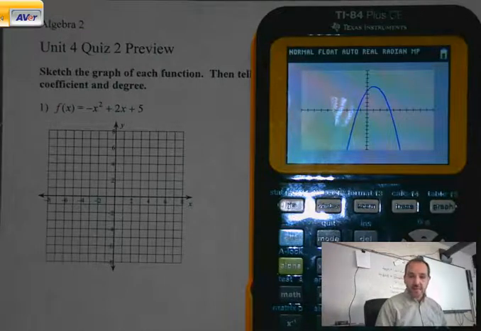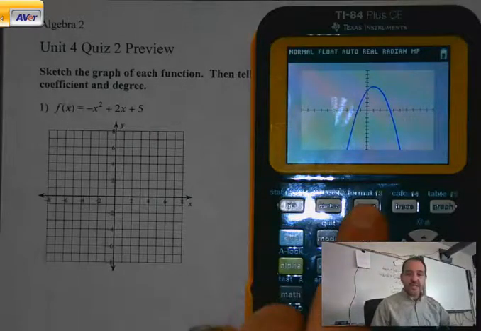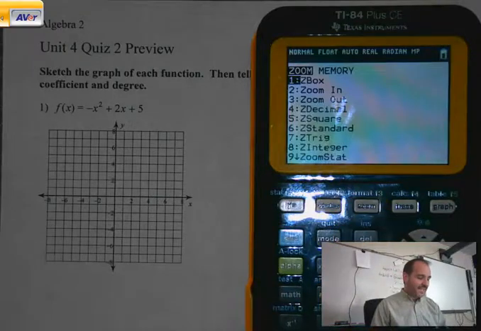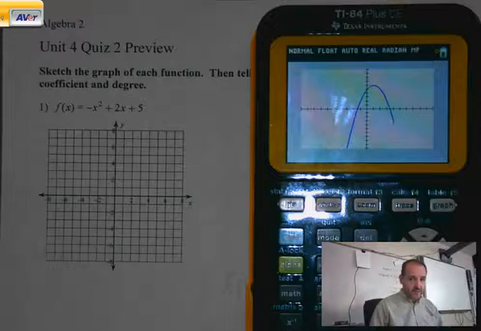If somehow somebody has been not nice and has messed with your window, okay, a simple way always to get back to this normal window is to just hit zoom up here at the top and number 6 for zoom standard. It'll always put it back to a 10 by 10 for you, just in case.